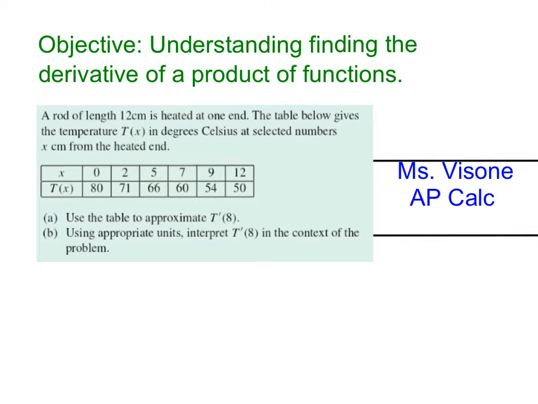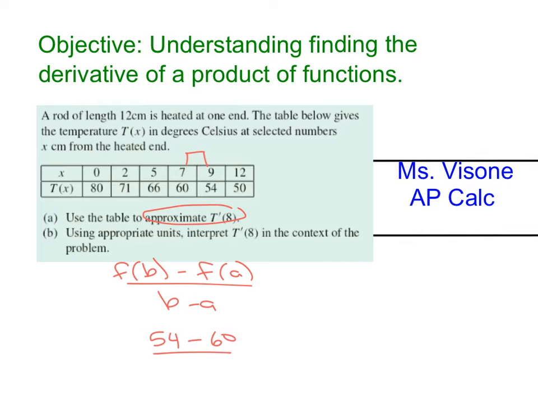So we are approximating 8, right? Whenever you approximate, that's your average rate of change, so that's f of b minus f of a over b minus a. Since it's 8, I'm just going to use the numbers on either side, 7 and 9. The average of 7 and 9 is 8, and that's important. If they gave you like 7 and 10, you might have to use different numbers. All right, so I have f of 9 is 54 minus 60 over 9 minus 2. It's just slope, negative 6 over 7.